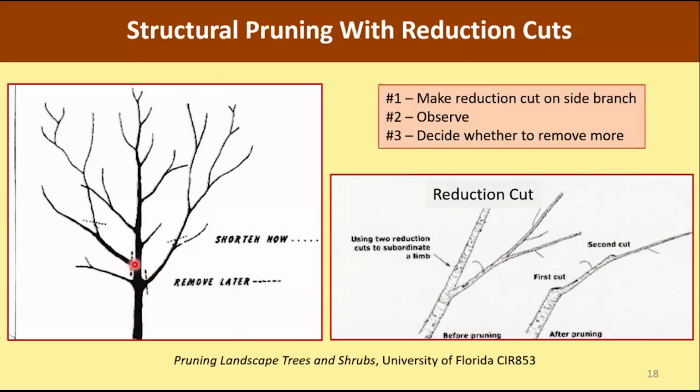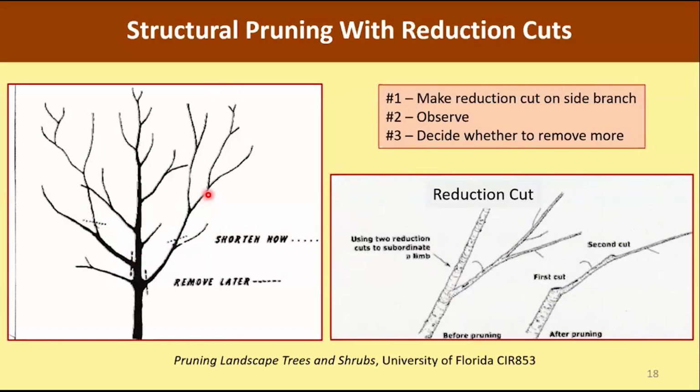Where do we cut? Let's review where reduction cuts are made. Where the branches come together, we remove the vertical, more vigorous one. So looking at the branch on the left, we could potentially make a cut here, or we could go down further and make a cut here. And the most drastic would be removing the entire branch.